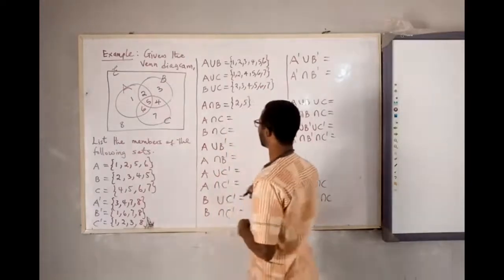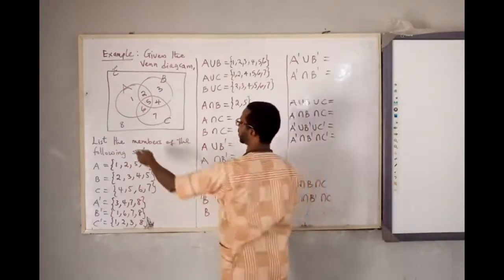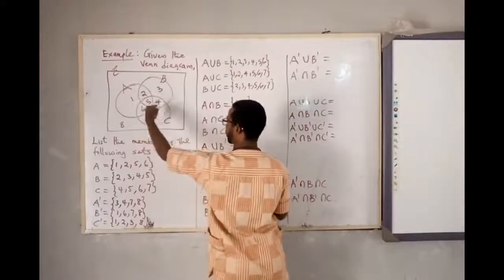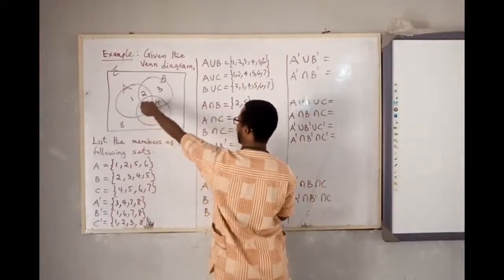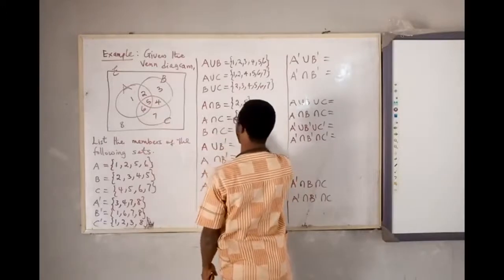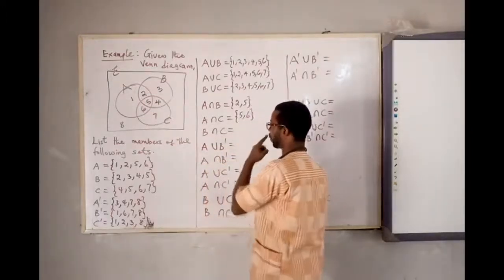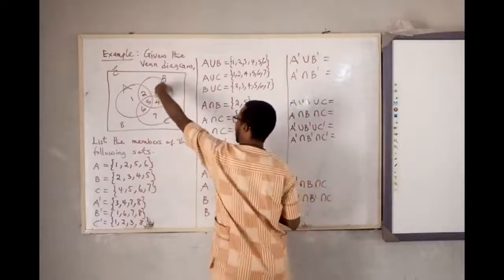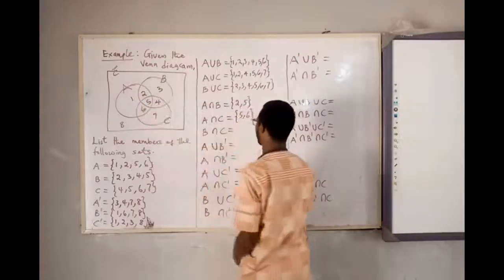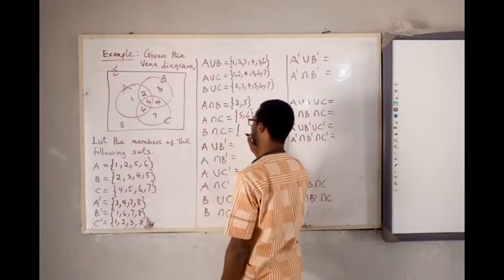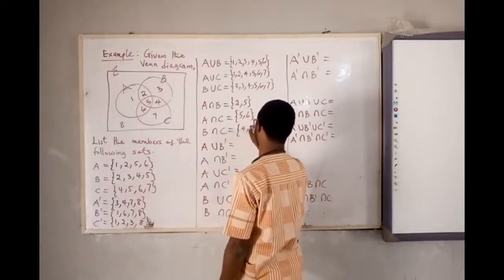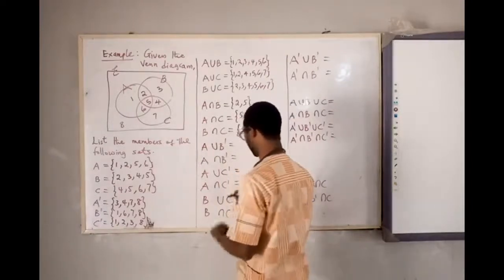That's A and B. We have A and C. These are the elements common to circle A and circle C. So we have 5 and 6 as the common elements. We have B and C. Can you guess the common elements? That will be 4 and 5.